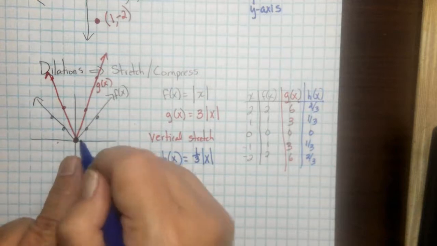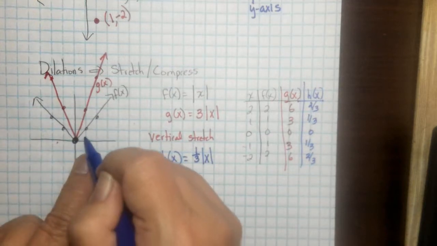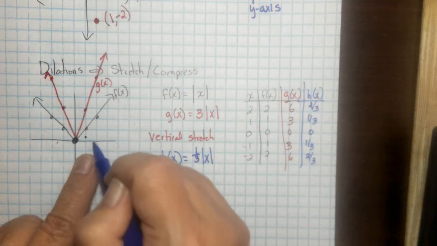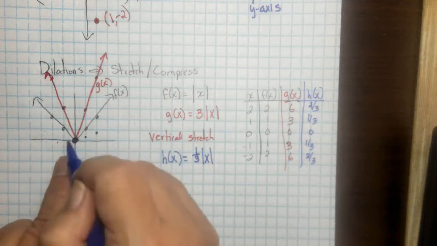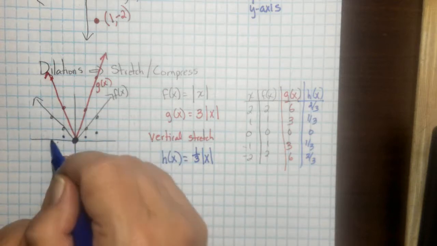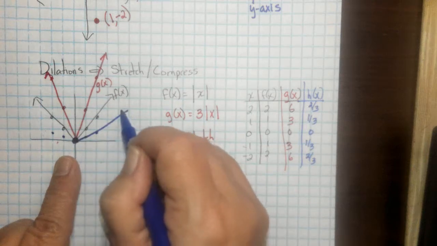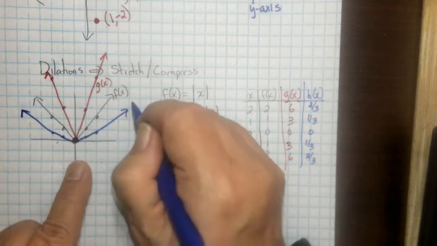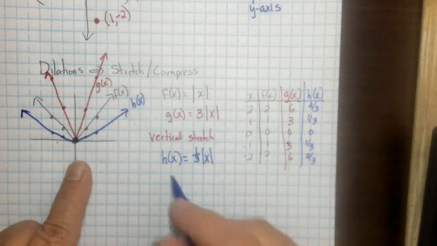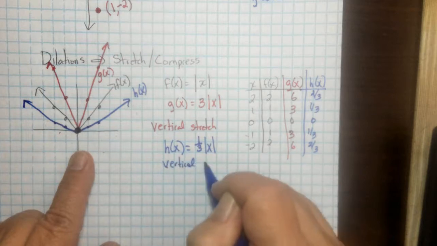So on my graph, I'm going to go through 0, 0 again. When I'm on 1, I'm only on a third. And when I'm on 2, I'm only on 2/3. Over here, 1/3 and 2/3. So this h of x, this is a vertical compress.